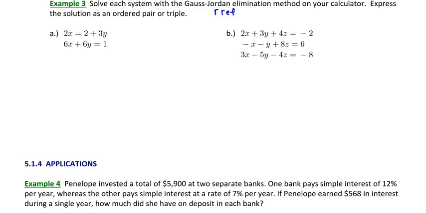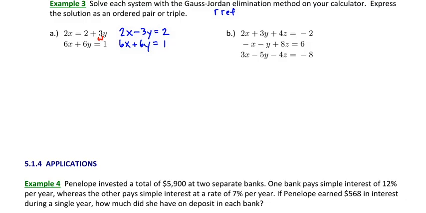On example A, we have two equations and two variables, so we're looking for the intersection point of two lines as an ordered pair. In order to use this matrix method, the original equations must be in general form. So on equation 1, I need to subtract 3y from both sides. This looks like 2x minus 3y equals 2. And equation 2 is already in general form, so we can leave it as it is, 6x plus 6y equals 1. So that's our system in general form.